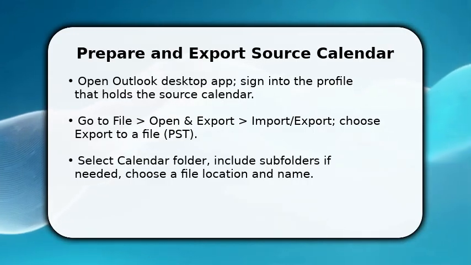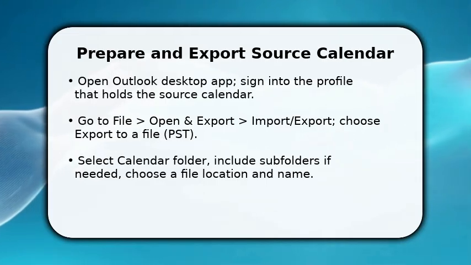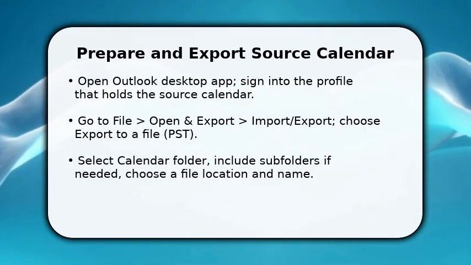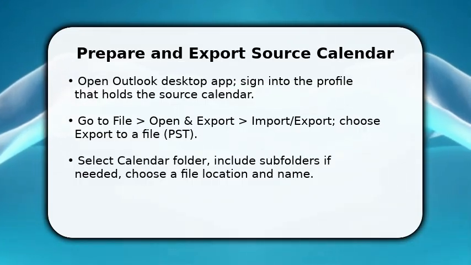Next, select the calendar folder, include subfolders if you need meeting details from shared calendars. Finally, pick a secure location and file name. This creates a transferable snapshot you'll import next.